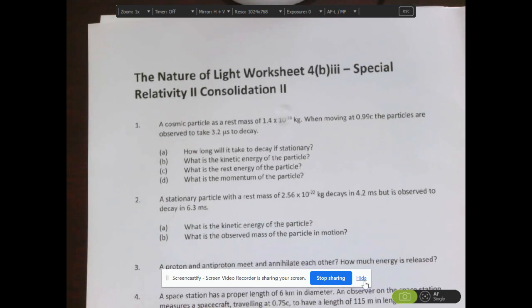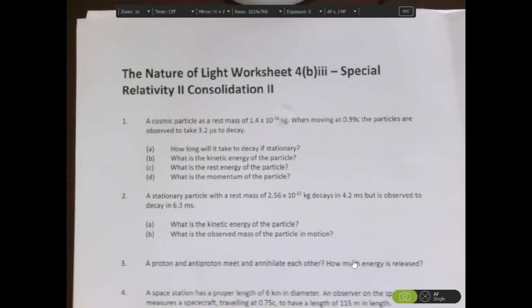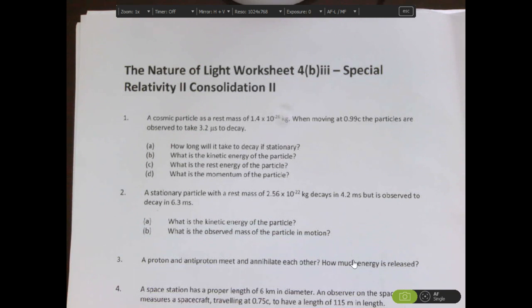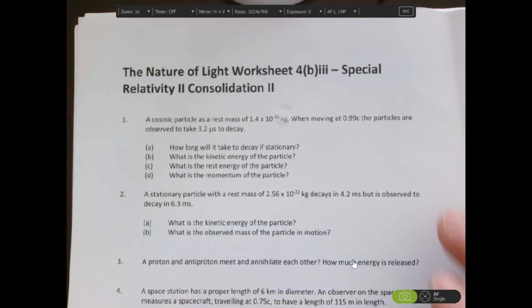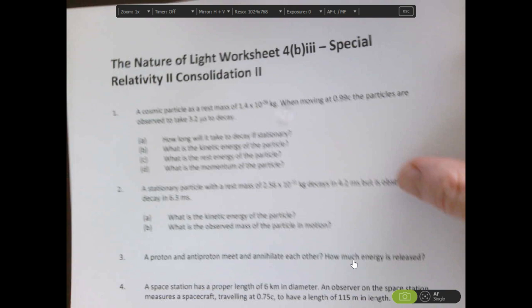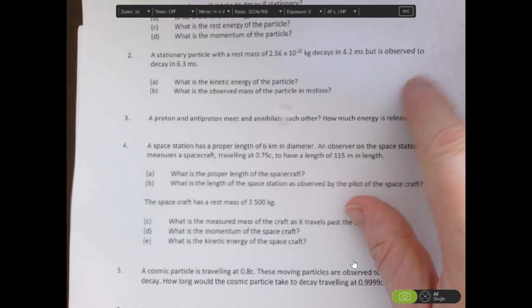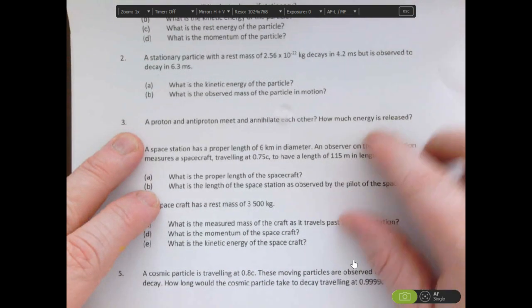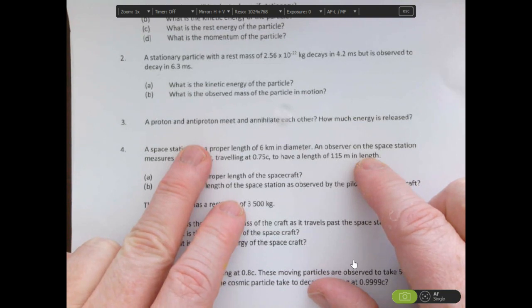Welcome back. We are doing the Nature of Light Worksheet Consolidation Part 2, Worksheet 2. We have just done questions 1 and 2 in a previous video. We're now going to go 3 onward. So question 3 is about an annihilation. We have a proton and an antiproton meet, and they annihilate each other.